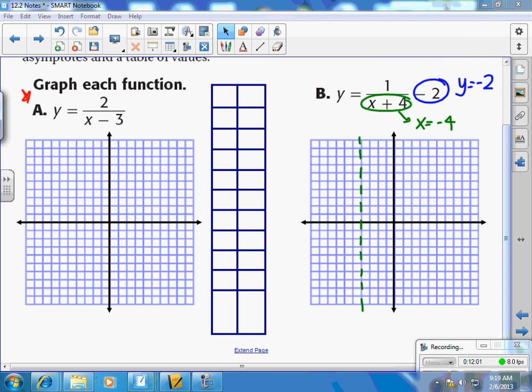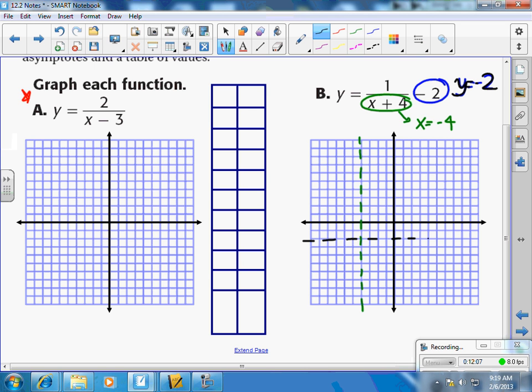And I won't use blue. Let's use black on this. So y equals negative 2 is right here. So these are the two lines that my graph can't cross. And because this is very similar to this equation, 1 over x, we know that it's just going to look similar to this. It's going to get really close to both of these on both sides. And we're done.